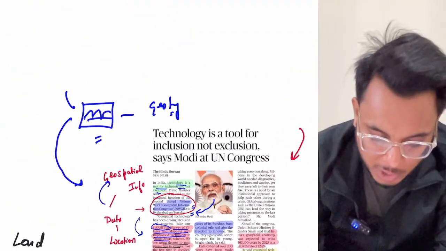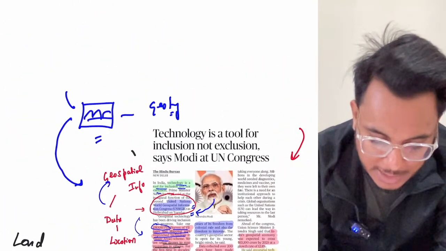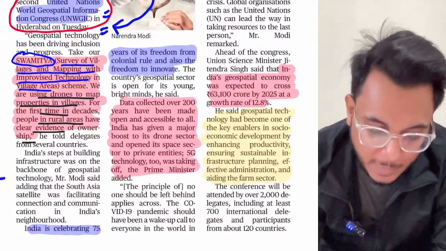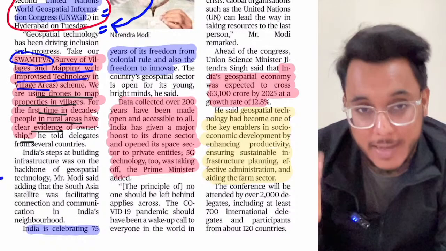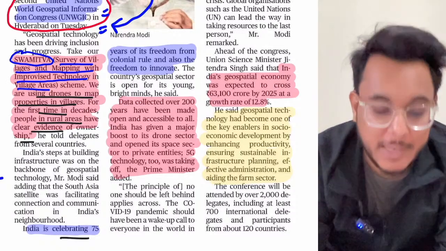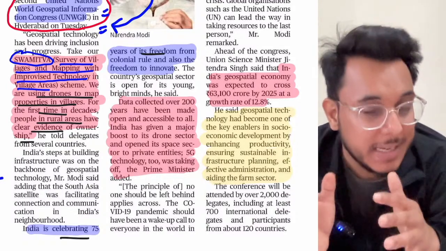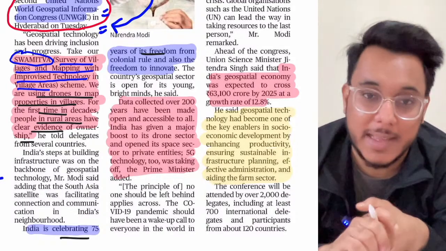So when we talk about Swamitva, what is Swamitva? In this, geospatial information is being used. As India is doing this kind of thing, this is something very important. India is now celebrating 75 years of independence, and this is an example of the scientific innovation that India has achieved.